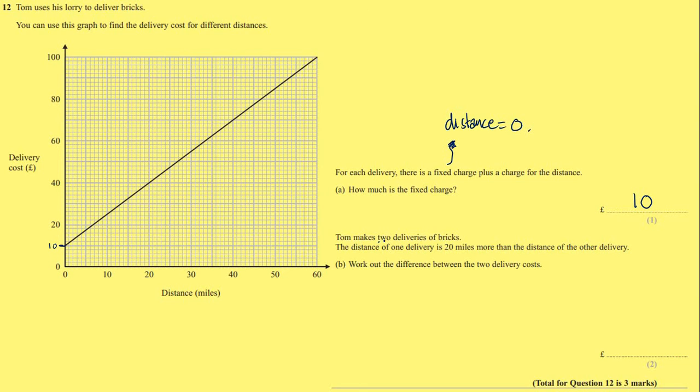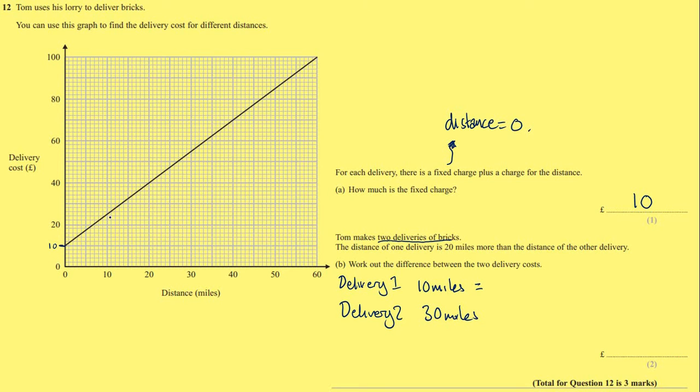Tom makes 2 deliveries of bricks. The distance of one delivery is 20 miles more than the distance of the other delivery. Okay, work out the difference between the 2 delivery costs. Now I'm just going to make up some deliveries. So I'm going to have delivery 1 was going to be 10 miles. And delivery 2 is going to be 30 miles. Okay, now I've chosen 30 miles because it's 20 miles more than 10. 10 plus 20 is 30.